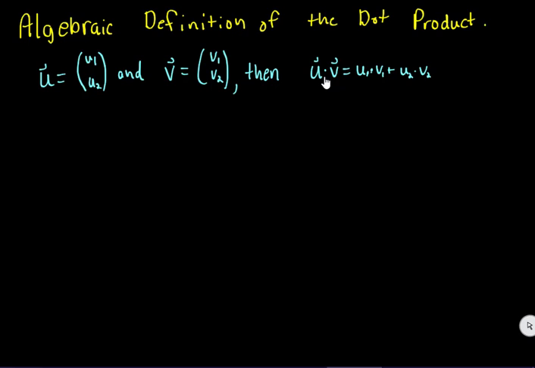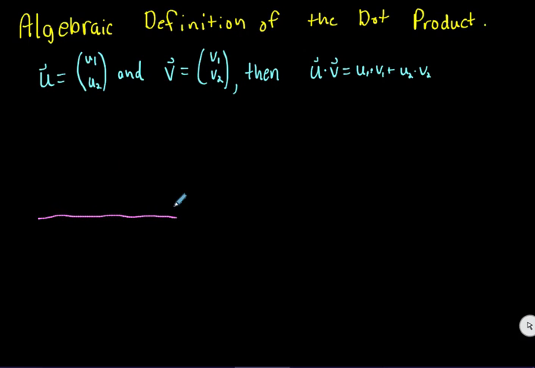Hello, in the last video we went over the geometric definition of the dot product, but now we're going to go over the algebraic definition of the dot product. If you are given two vectors u with components u1, u2, and vector v with components v1 and v2, then u dot v is simply u1 times v1 plus u2 times v2. So you take the corresponding components, multiply them, and add them together. Real simple. But now we're going to supply a proof to show you how that works out.